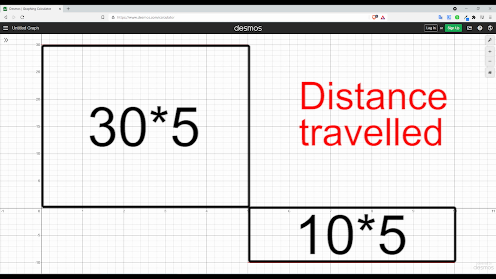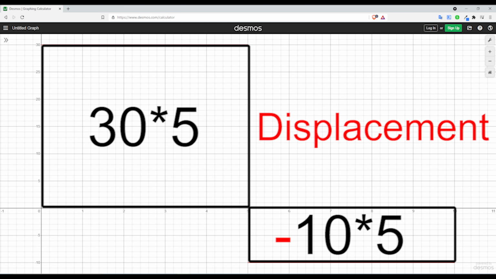When computing the distance traveled, we add these areas together, but when we're computing the displacement, we take the area above the x-axis and subtract away the area below the x-axis, and so that area below counts as negative. While we usually think of area as always being positive, when computing the displacement, we have to count that area below the x-axis as negative.